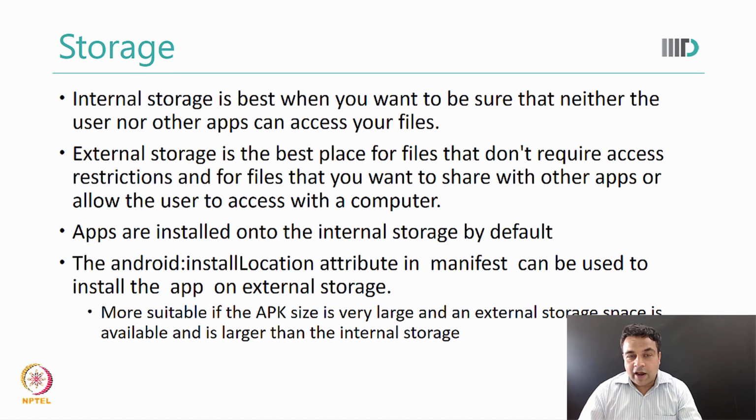By default, your apps are installed on the internal storage only, but you can use an install location attribute in the manifest to make sure that your app is installed on the external storage. So particularly if your APK is very large, you may want to enable this feature, because if you consume a large part of internal storage of a user, they are not going to like it.